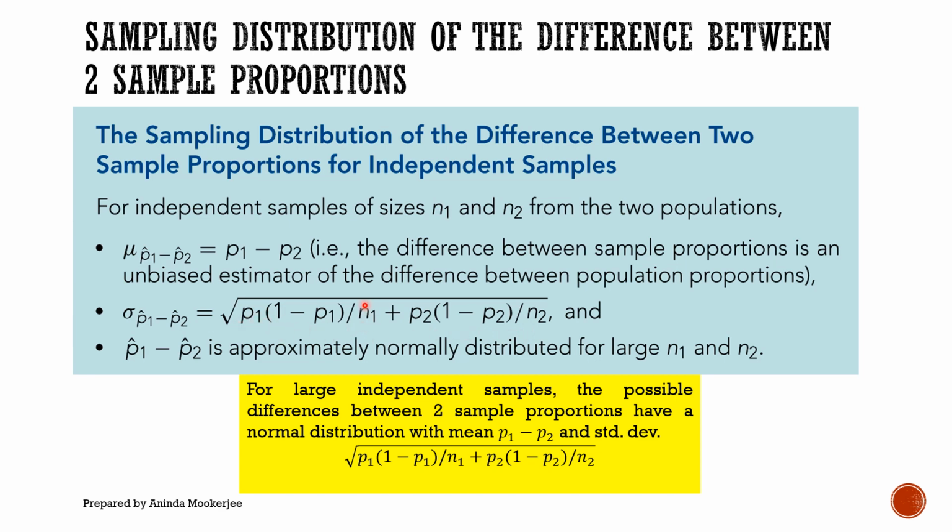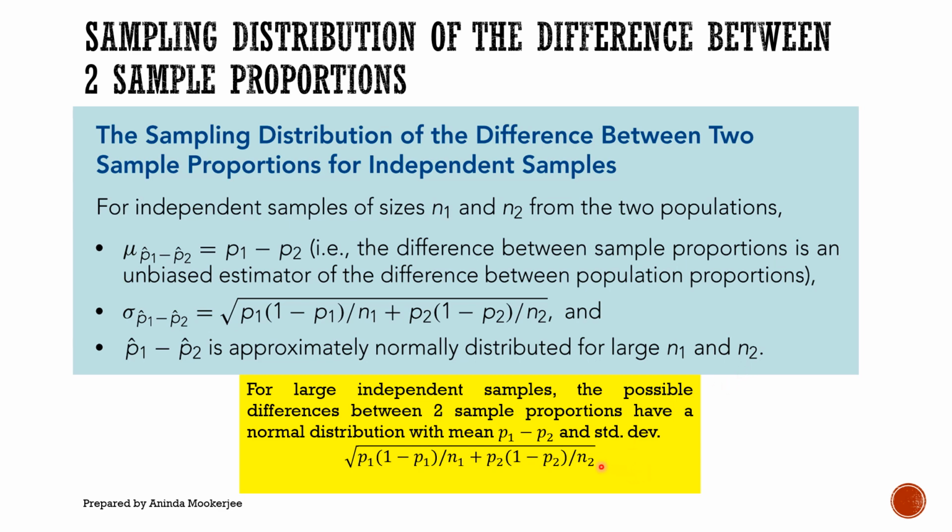All right, so again, this is the standard deviation for population 1: p sub 1 times 1 minus p sub 1 divided by n1. We saw something similar when we were working with one population proportion, but because now we are working with two populations, we have to combine them. So we have p sub 1 times 1 minus p sub 1 divided by n1 plus the p sub 2 standard deviation also, and then the square root of all that. And the difference is approximately normally distributed for large sample sizes N1 and N2.